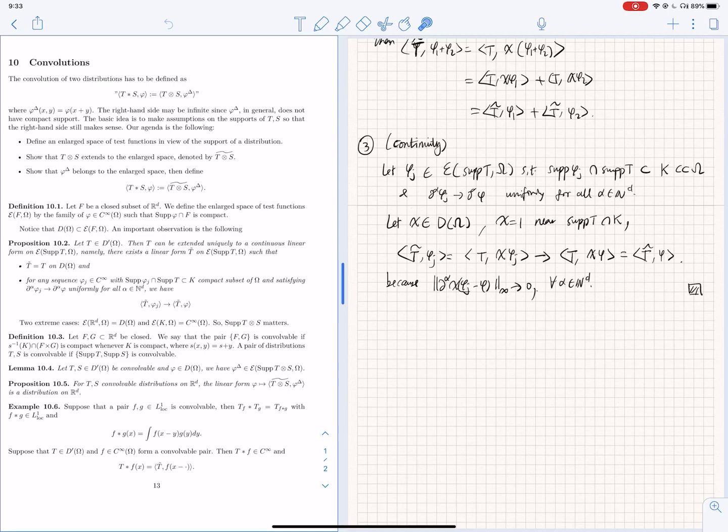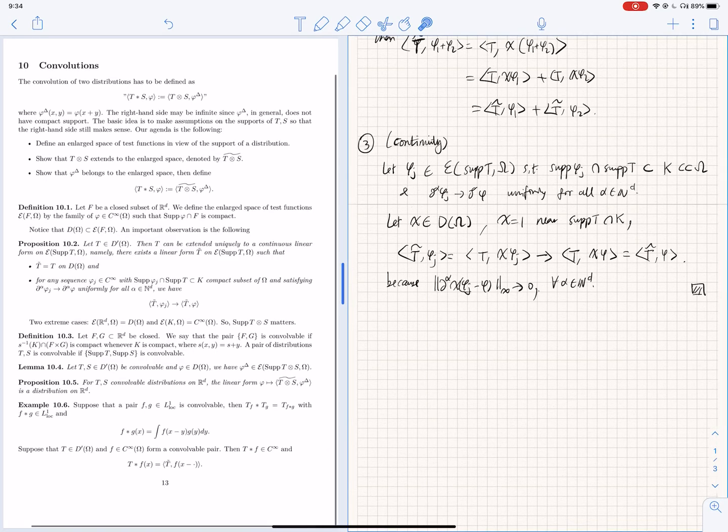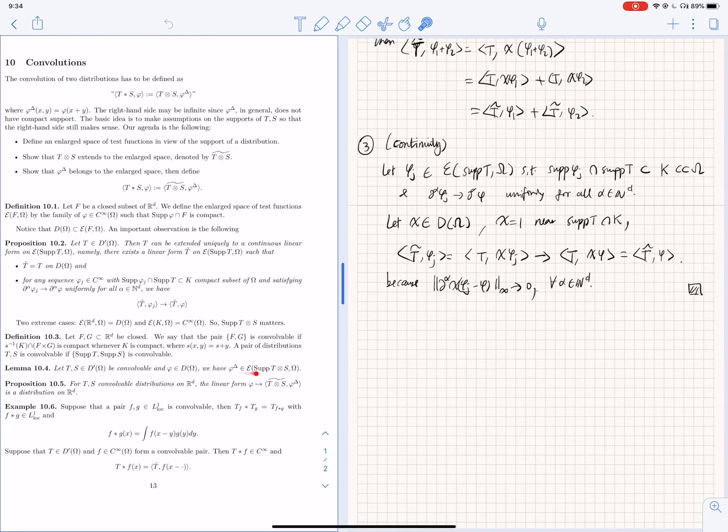It turns out that for convolvable distributions, we can compute a convolution. That will be proposition 10.5. But before that, let me just check one thing. Let me check that this phi delta belongs to the enlarged space of test functions, as I already said in the agenda. We want to show that if T and S are convolvable, satisfying this property that I just said in definition 10.3, then phi delta belongs to the enlarged space of test functions with F equal to the support of T tensor S, omega. Okay, so let's do this verification.